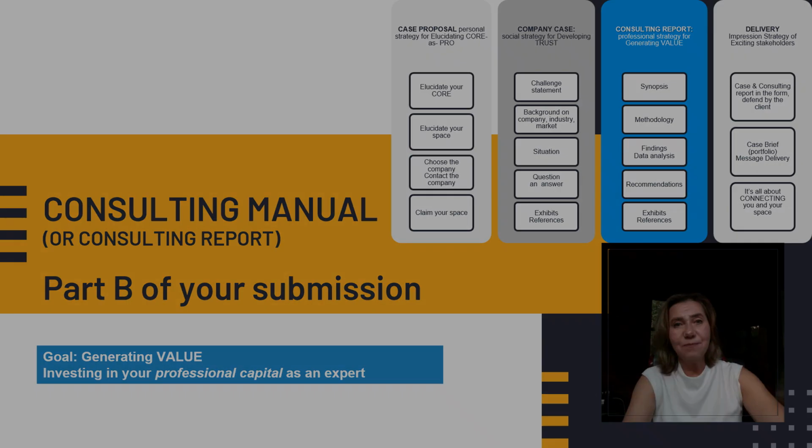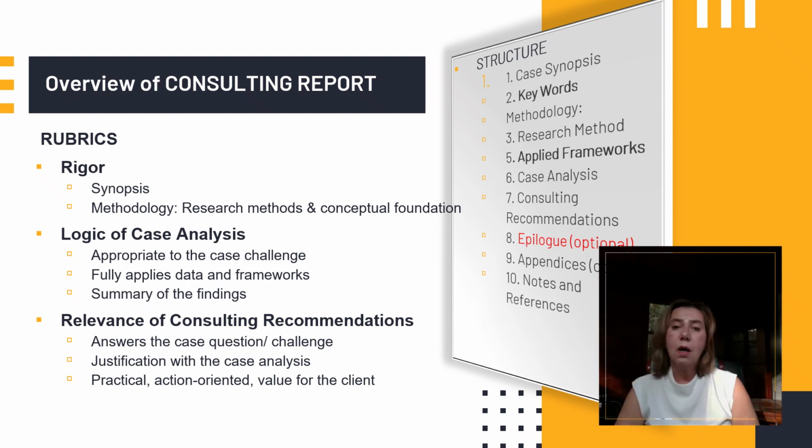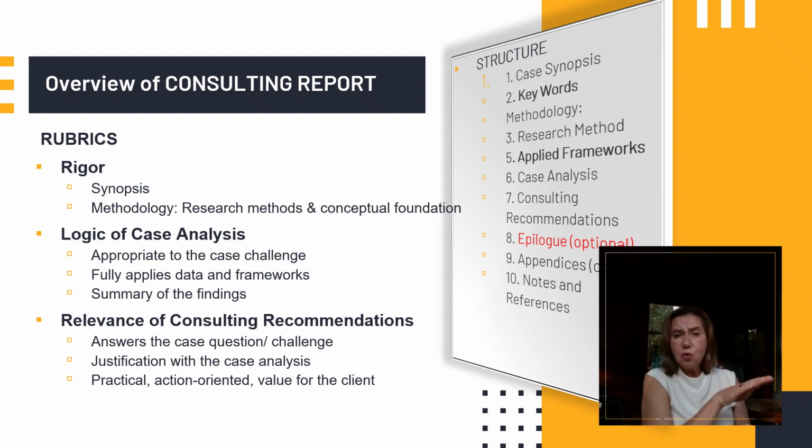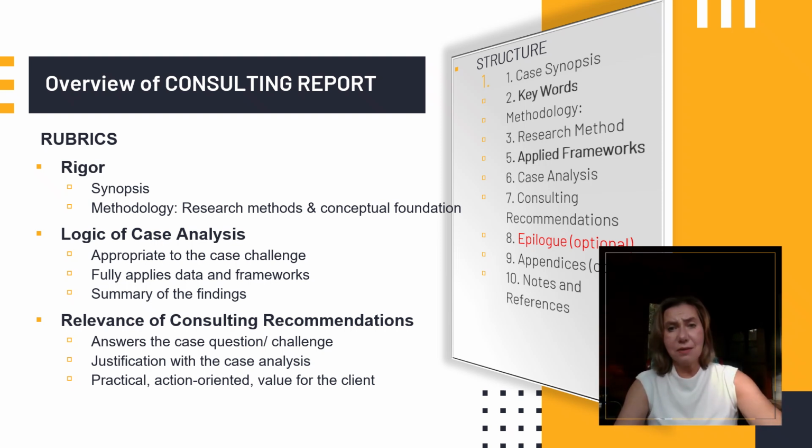So let's do this. And once again, on the right part of the slide, you see the structure of your consulting report, of your consulting manual. The only part which is not required is an epilogue, but everything else must be here. And on the left part of the slide, you see 4 rubrics: rigor, logic, relevance, and presentation. And similar to the case, each rubric relates to this or that part of your consulting manual.